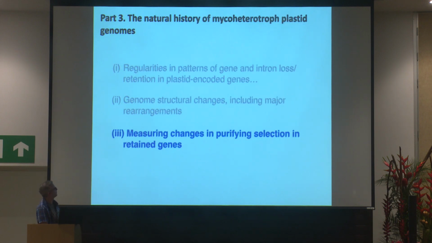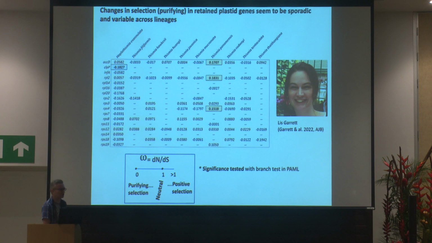The final major point I wanted to make is about purifying selection. When you look at the genes that are retained in plastid genomes, they're retained because they're probably under strong purifying selection. But in looking at these genomes, you always hope that you're going to find ones that are about to be lost. We tend not to see those, and we think that's probably because they're lost pretty rapidly.